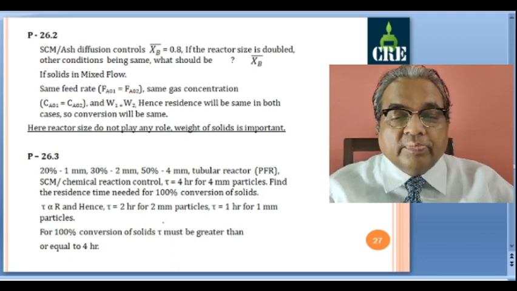The question is to find the residence time needed for 100% conversion of the solids. The time required for complete conversion of 4 mm particles is 4 hours. So if we allow 4 hours, the 1 mm and 2 mm particles will definitely be completely converted, and the 4 mm particles will also be completely converted in 4 hours. So the answer for 100% conversion of solids is that tau, the time required for complete conversion of particles of all sizes, must be greater than or equal to 4 hours.